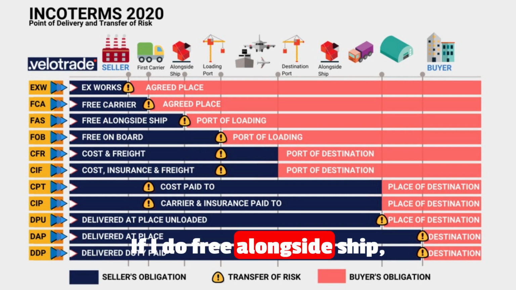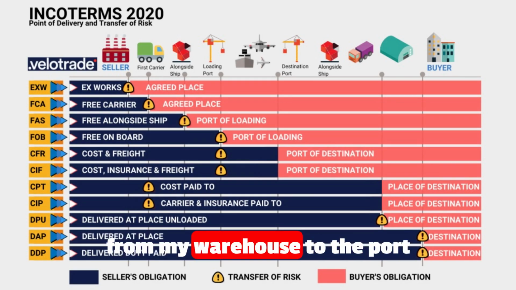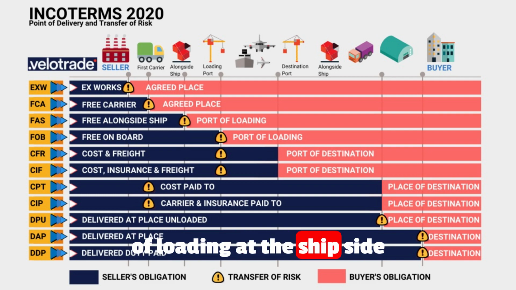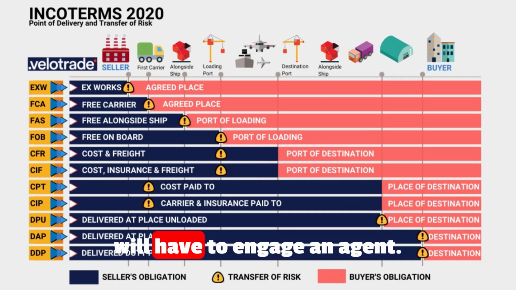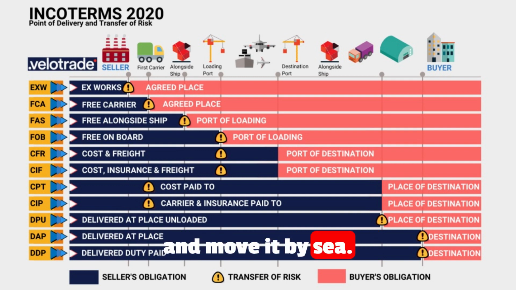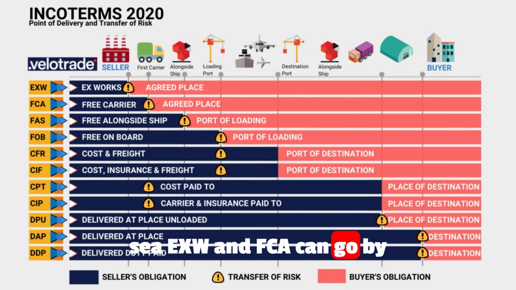If I do free alongside ship, look at what happens. My risk and cost end at the port of loading. Immediately I move the goods from my warehouse to the port of loading at the ship side, overlooking the ship on the quay, my risk ends as an exporter. The importer will have to engage an agent that will bear the cost to move the goods on board the vessel and move them by sea. If I'm shipping free alongside ship, it has to go by sea. Ex Works and FCA can go by road, rail or air.